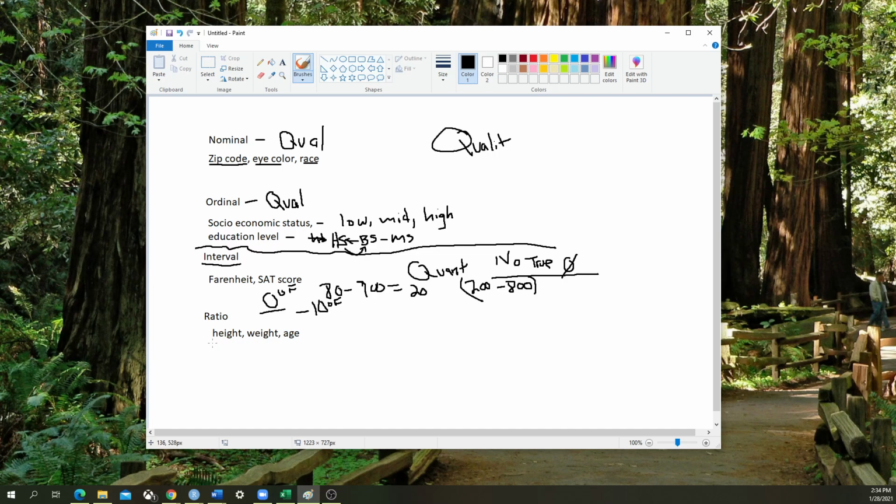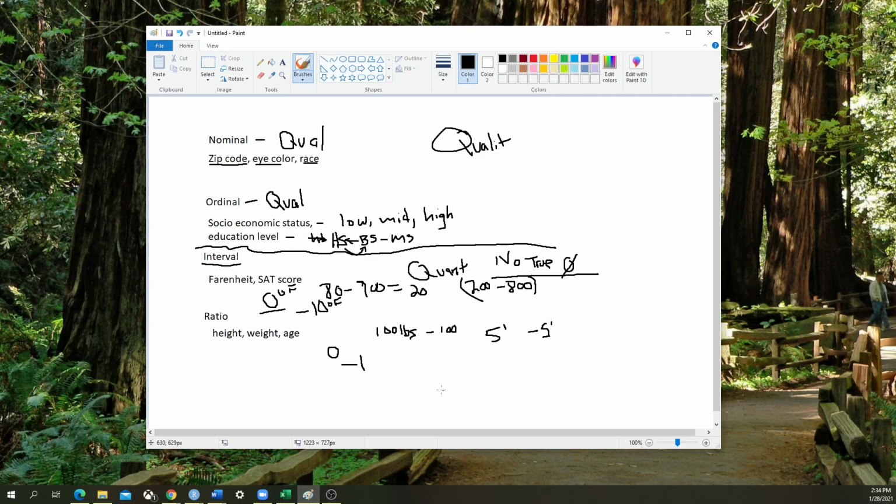Now our last variable, which is also a quantitative variable, is known as ratio. Okay, and this is the most quantifiable one, I would say. These are perhaps the ones you're most familiar with when you think about a variable. So height, weight, and age. You can definitely be 0 years old. You cannot be negative 1 years old. You can be 100 pounds, but you cannot be negative 100 pounds. You can be 5 feet tall, but you cannot be negative 5 feet tall, right?